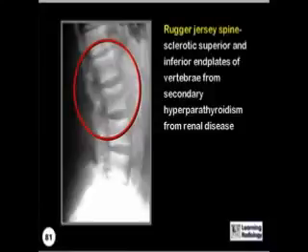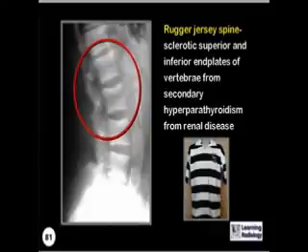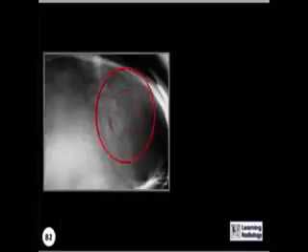This is a rugger jersey spine, in which there are sclerotic superior and inferior end plates of the vertebra from secondary hyperparathyroidism, usually seen in renal disease, and resembling the jersey worn in rugby. What is this appearance in the skull called?